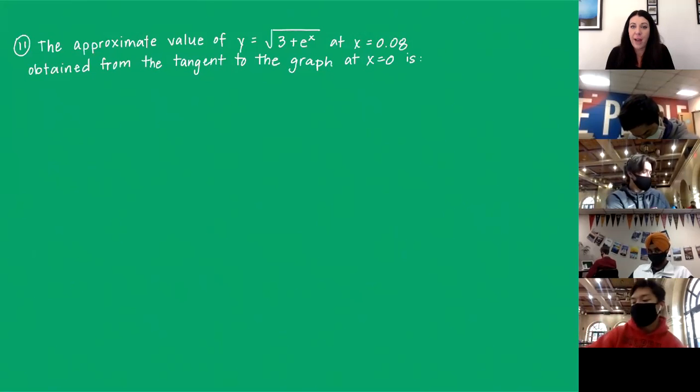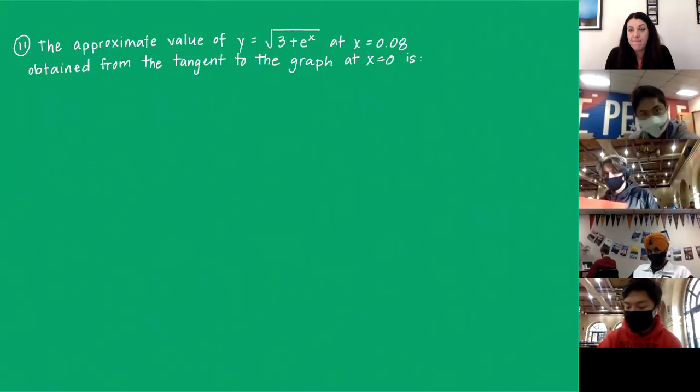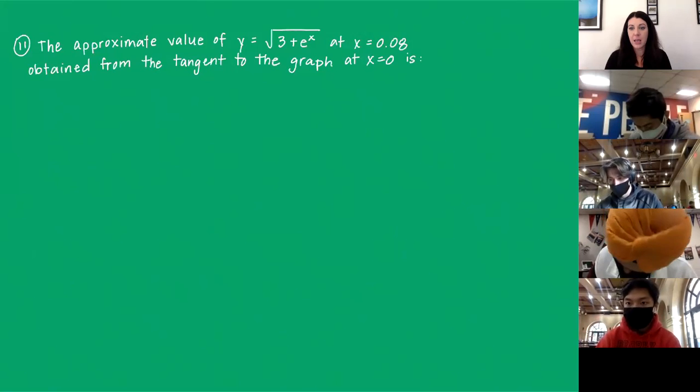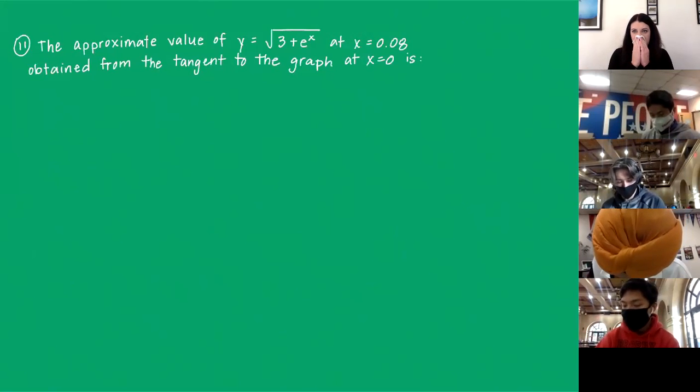Okay, next problem. The approximate value of y equals square root of 3 plus e to the x at x equals 0.08 obtained from the tangent to the graph at x equals 0 is. So the approximate value of, and I would write down y equals square root of 3 plus e to the x at x equals 0.08 obtained from the tangent to the graph at x equals 0 is.